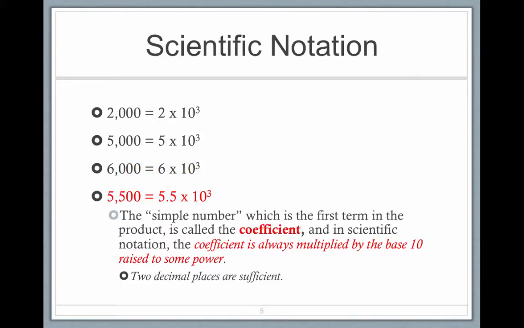So here are some more examples. We have our coefficients 2, 5, and 6 times 10, the base, raised to some power. Or, in the example of 5,500, 5.5 times 10 to the third. The simple number, which is the first term in the product, is called the coefficient. And in scientific notation, the coefficient is always multiplied by a base of 10 raised to some power.